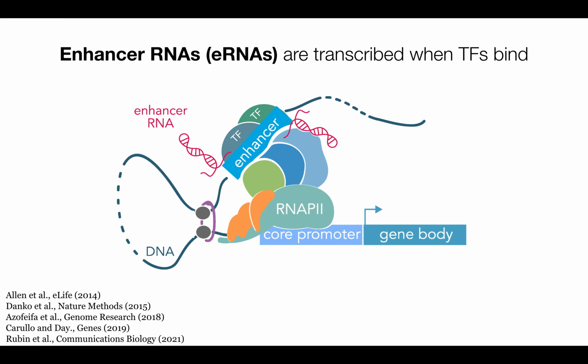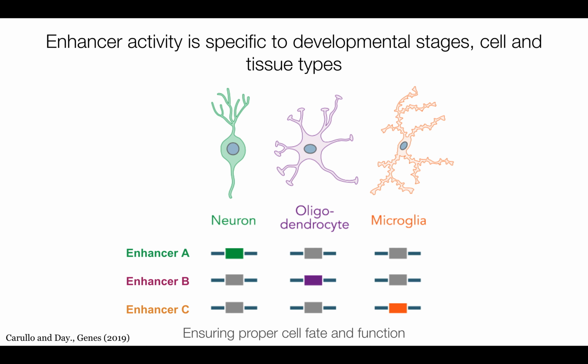And these eRNAs can be used as a measure of enhancer activity as well. And importantly, enhancer activity has been shown to be specific to developmental stages, cell, and tissue types. And essentially, this ensures proper cell fate and function. In this toy example, I'm showing enhancer A being only active in neurons, enhancer B only active in oligodendrocytes, and enhancer C only in microglia.